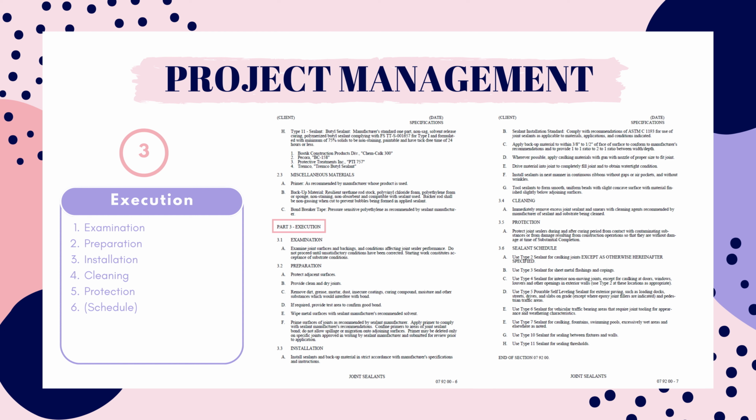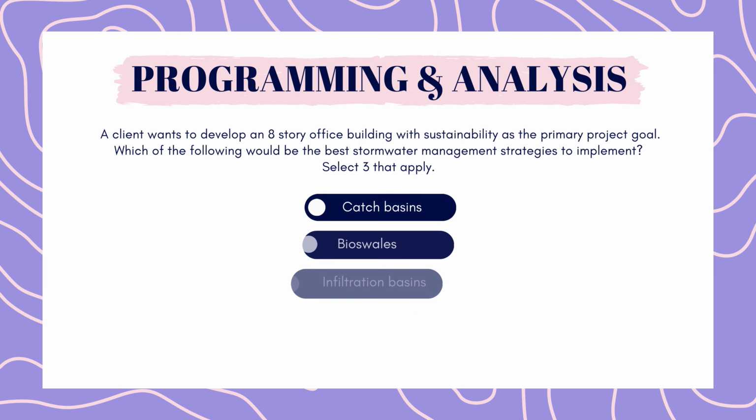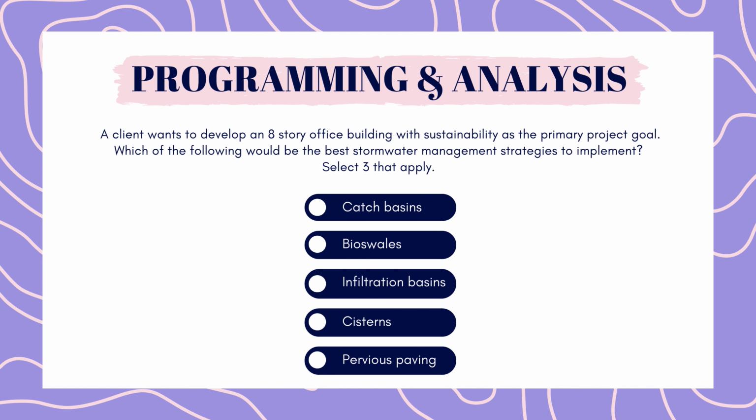And depending on the type of material, there may be a finish schedule included at the end, like in this one. Now on to programming and analysis. A client wants to develop an 8-story office building with sustainability as their primary project goal. Which of the following would be the best stormwater management strategies to implement? Select 3 that apply. Catch basins, bioswales, infiltration basins, cisterns, or pervious paving. Pause to answer.